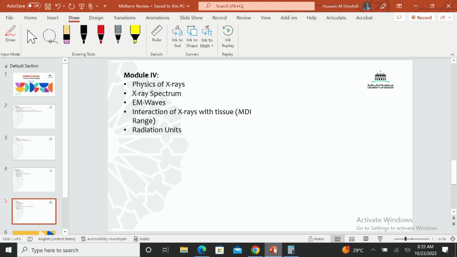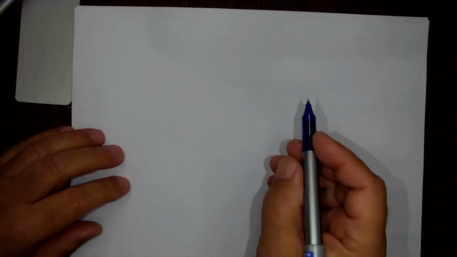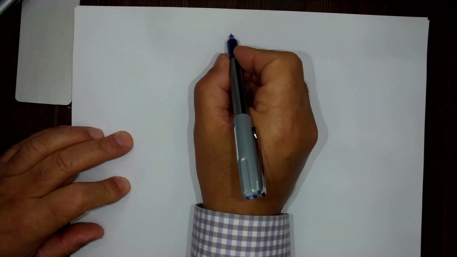Let's go to the white paper and start. So let's start with the physics of X-rays.